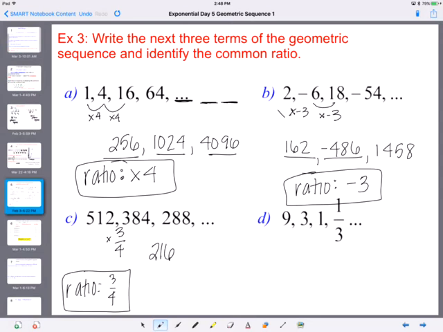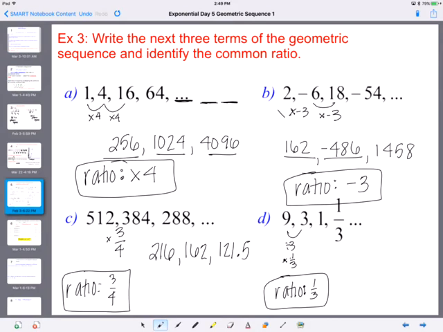216 times 3/4 is 162. 162 times 3/4 is 121.5. To go from 9 to 3, we divide by 3, which is the same thing as multiplying times 1/3. So our common ratio is to multiply by 1/3.